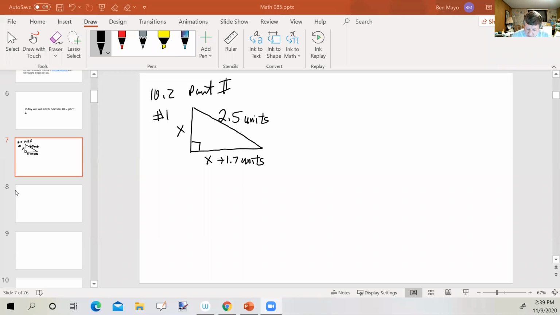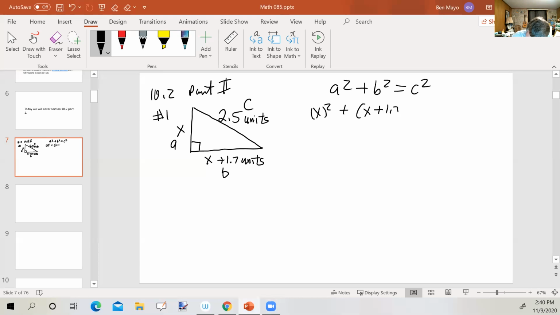Now, we're dealing with a right triangle. The hypotenuse is always the longest side, and that is always the letter C. The other two sides are called the legs of the triangle, and they are called A and B. From that, we get the Pythagorean theorem, which says A squared plus B squared equals C squared. So for our problem, A is x, so we have x squared. B is x plus 1.7, so we have x plus 1.7, the quantity squared, equals C squared, which is 2.5 squared. Simplifying, x squared plus x plus 1.7 times x plus 1.7 equals 2.5 squared.